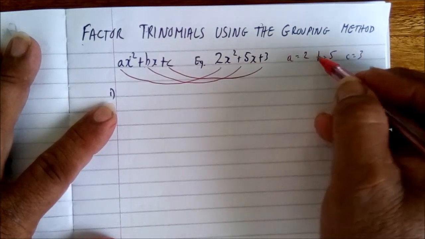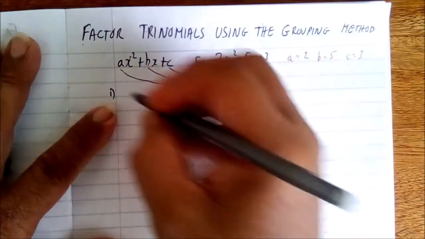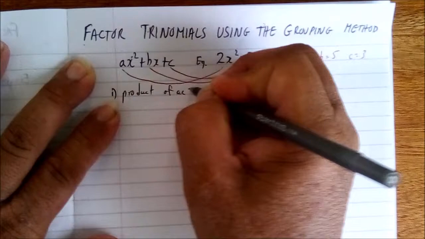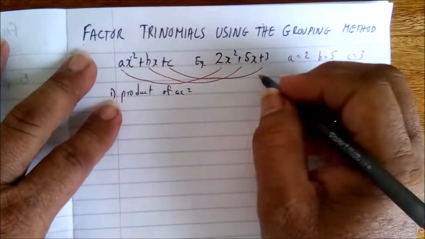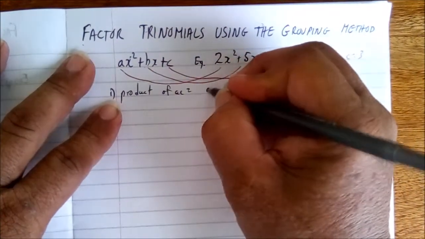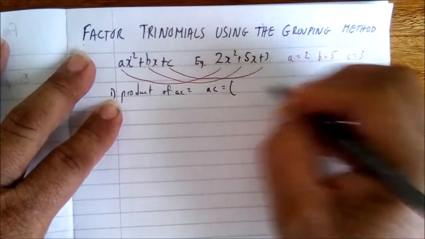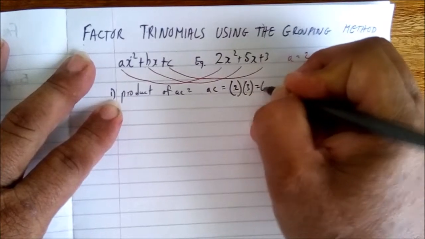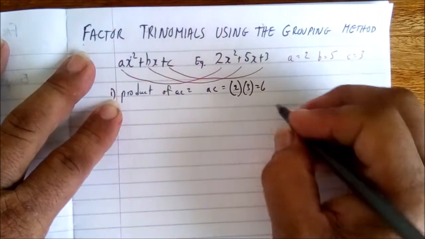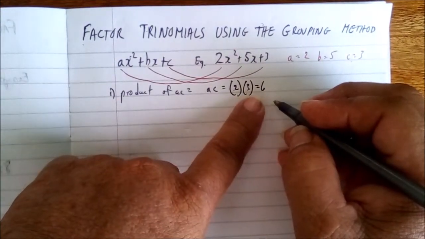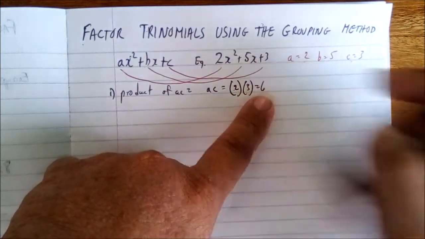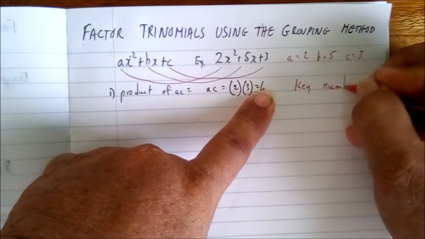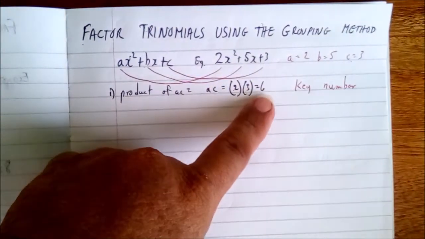Okay? So we find the product of AC. In this problem, AC is A times C, which is 2 times 3, and that gives us 6. This number is called the key number. This is the key number. Very important, take note of this.